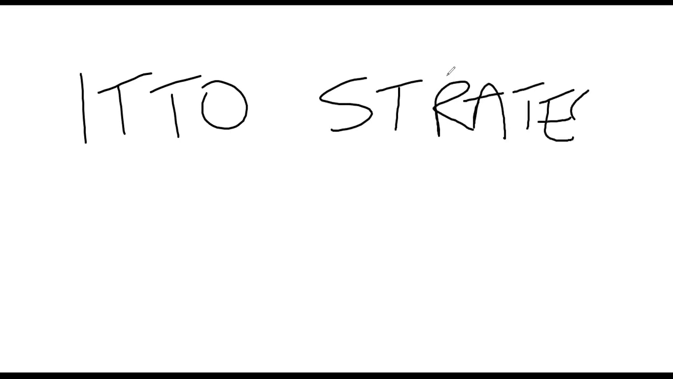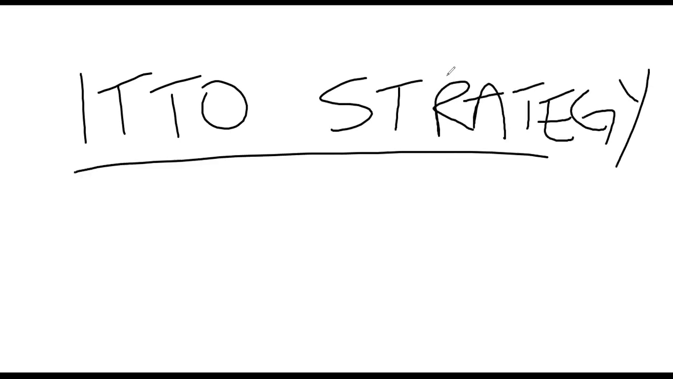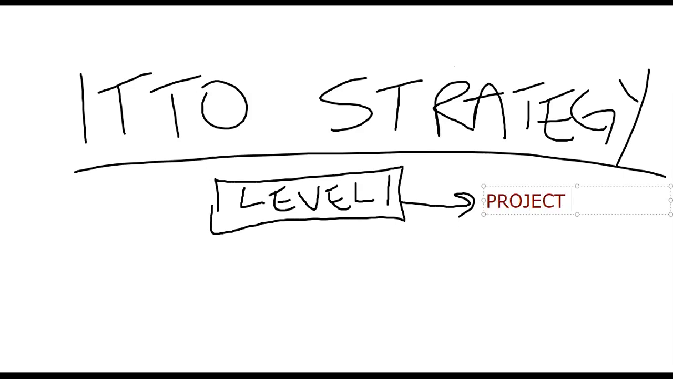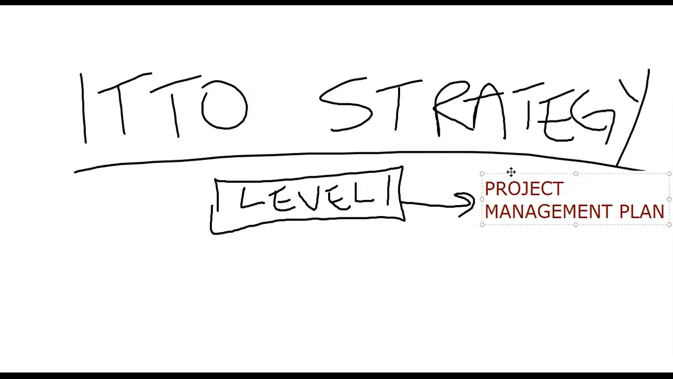Okay, let me give you a very simple example of how you need to approach ITTOs. You've got every ITTO at level 1. And by level 1, I mean at a high level. Level 1 is usually a name such as, let's take project management plan. Okay, that would be level 1.